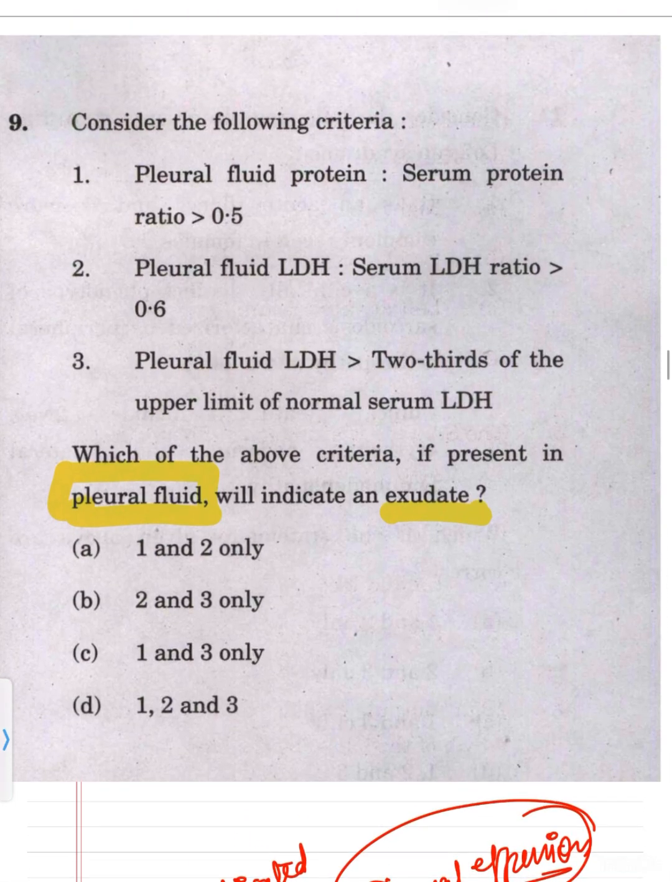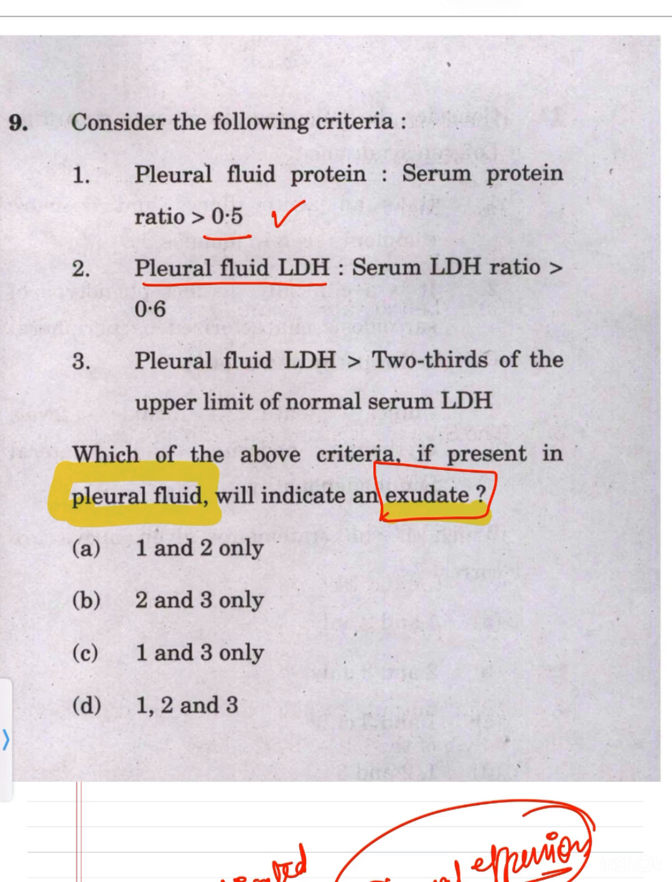Now coming to the option, what is it asking? It is saying that out of the above criteria, if present in the pleural fluid, what will indicate it to be an exudate? When will you say that it's exudate, not transudate? So coming to Light criteria: pleural fluid protein to serum protein ratio more than 0.5. Yes, this is the first Light's criteria.